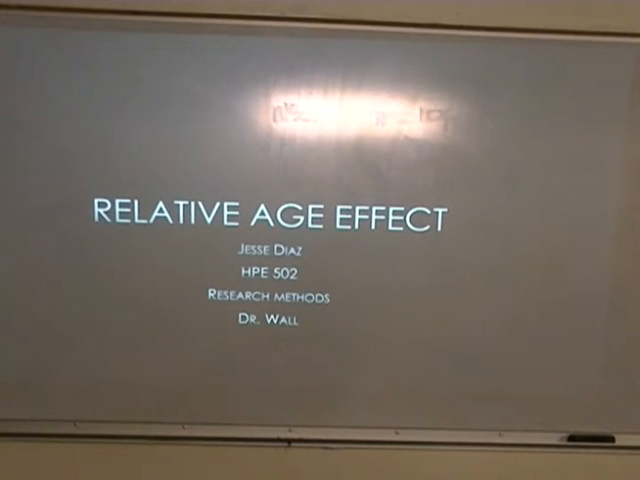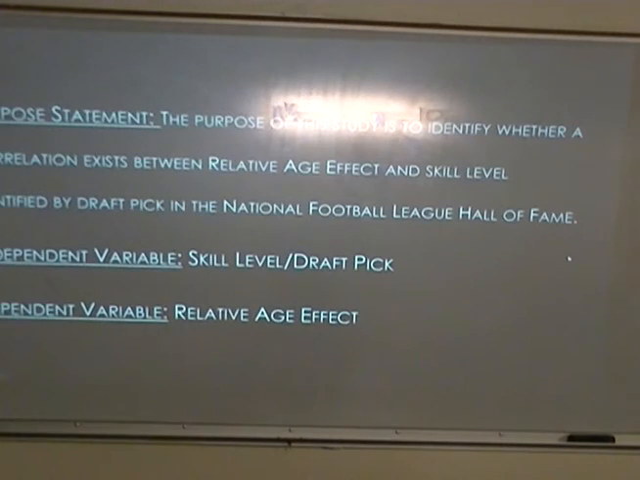You can go on to the next slide. Yep. So my purpose statement was to identify whether a correlation exists between relative age effects and skill level identified by a draft pick in the National Football League Hall of Fame. My independent variable was skill level, measured by draft pick, and my dependent variable was the relative age effect. Next slide.